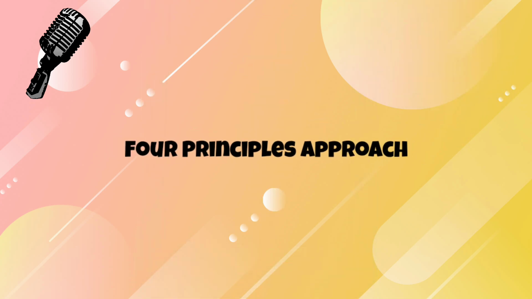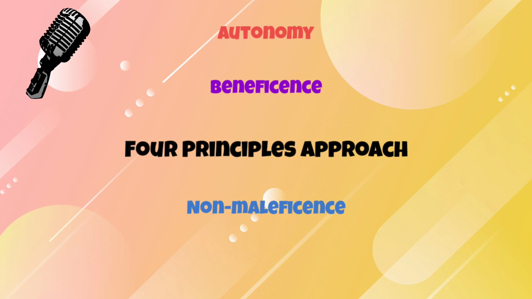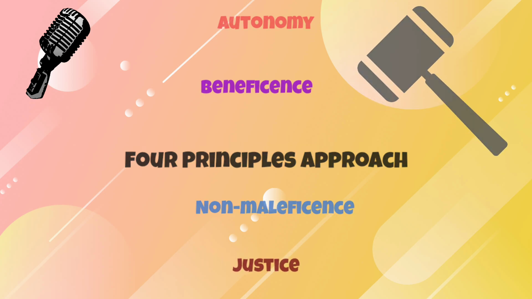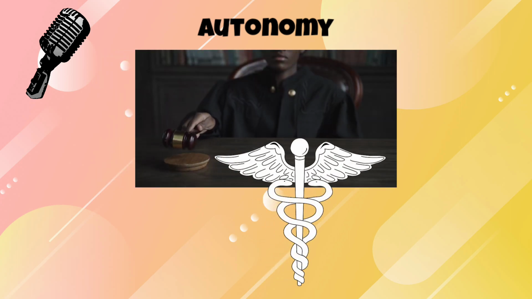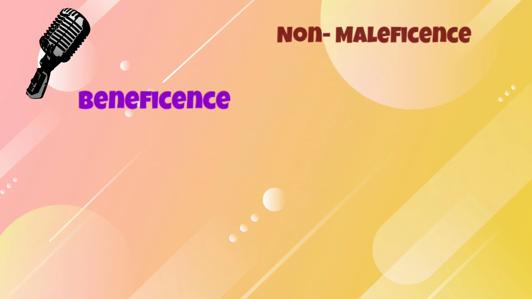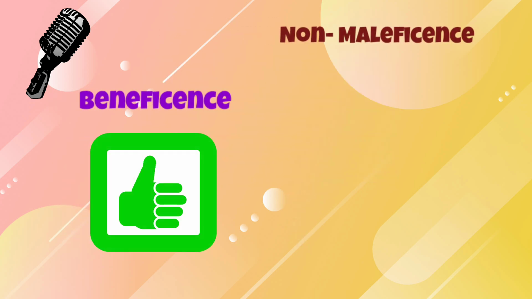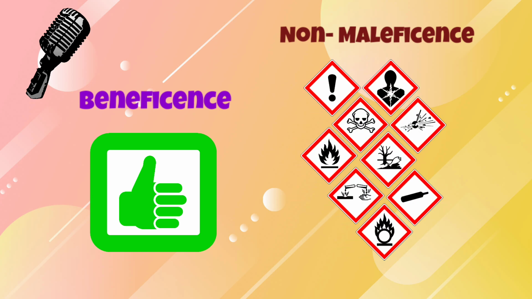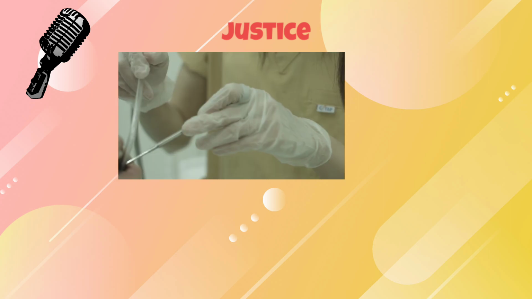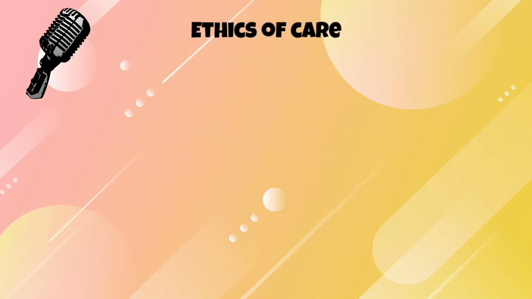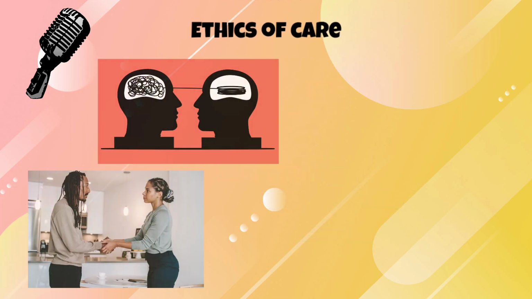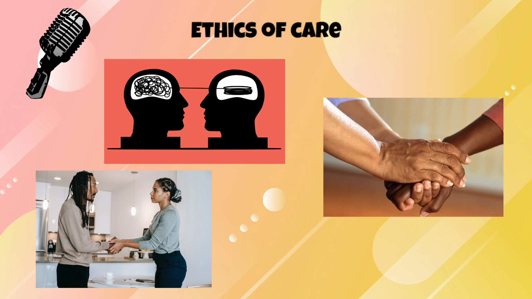One such framework is the 4 principles approach, which involves considering the principles of autonomy, beneficence, non-maleficence, and justice when making ethical decisions. Autonomy refers to respecting a patient's right to make decisions about their own health care, while beneficence and non-maleficence refer to doing good and avoiding harm to the patient respectively. Justice refers to treating patients fairly and equitably. Another framework is the ethics of care approach, which emphasizes the importance of empathy and compassion in ethical decision-making.